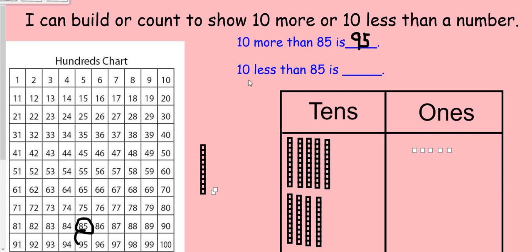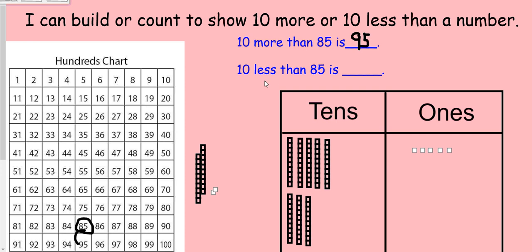Now it says 10 less than 85. Well, if we are going to build it, first we may have to make sure that we have 85 on our chart. 85 has 8 tens, 5 ones. Let me see. Oh, too many tens. Need to make sure I have 8 tens and 5 ones. Now that we've checked, now we can do 10 less than 85.